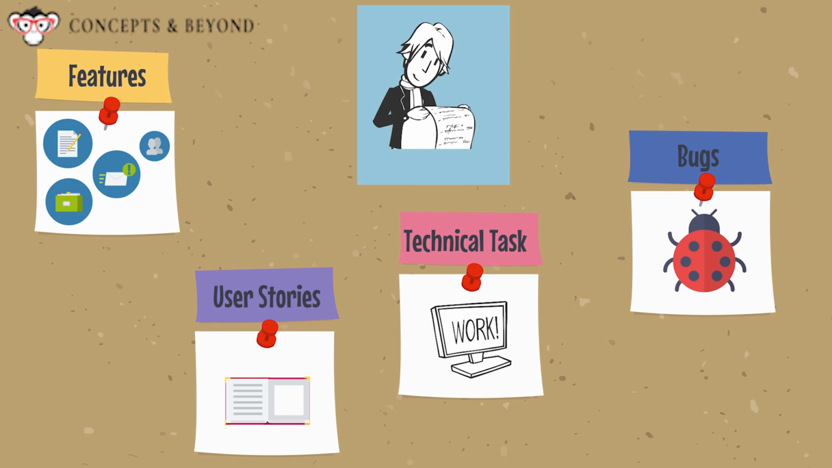It turns out that the product backlog is a single source of features that you might have. You might have user stories if you use user stories in Scrum. You might have technical tasks, and you might have also bugs. Anything and everything that needs to be done for the product resides in the product backlog. And then finally, the product backlog is ordered.